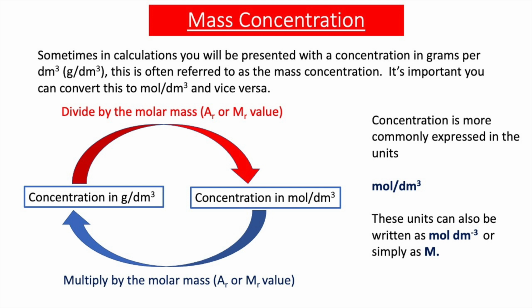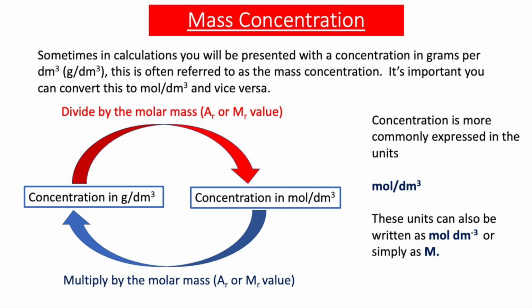Now, concentration can be expressed in moles per decimeter cubed or in grams per decimeter cubed. So sometimes in calculations you'll be presented with a concentration in grams per decimeter cubed, and you'll be asked to convert it to moles per decimeter cubed, or vice versa. Now, if you want to change concentration in grams per decimeter cubed and convert it to concentration in moles per decimeter cubed, we simply divide the concentration in grams per decimeter cubed by the molar mass, because mass divided by molar mass will be the number of moles.